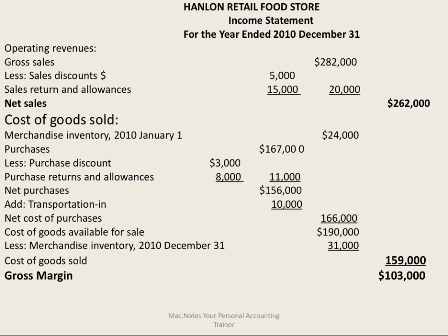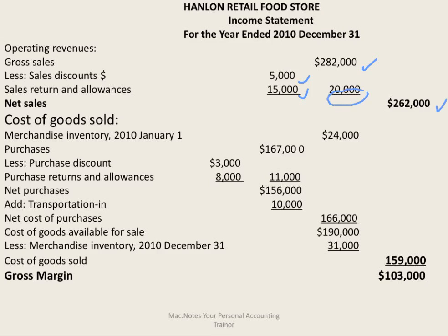Operating revenues is the first section. Cost of goods sold is the second section. This is the main part of the income statement. We have, to begin with, the total sales, $282,000. Those are gross sales because some customers took discounts and some returned or wanted allowances. We kept track of that in contra sales accounts. So we reduce the gross sales by $20,000 and we come up with net sales.